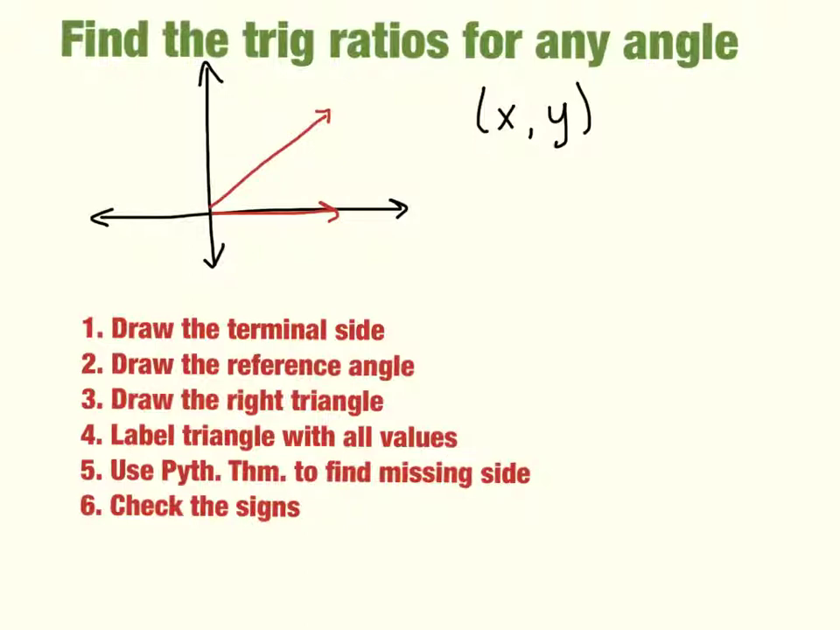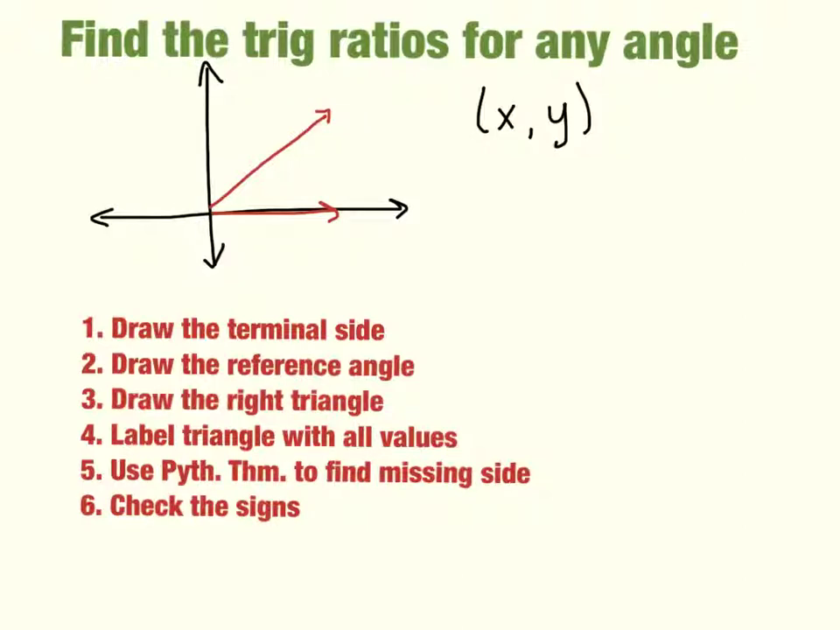Alright, now to find the trig ratios for any angle, you have to follow the 6 steps. Draw the terminal side, draw the reference angle. Once you have that, you can draw the right triangle, label the triangle. You'll have to use the Pythagorean theorem, and then finally, once you check the signs, you'll be able to get all the ratios. So let's just look at an angle and how we would set up a right triangle from that.